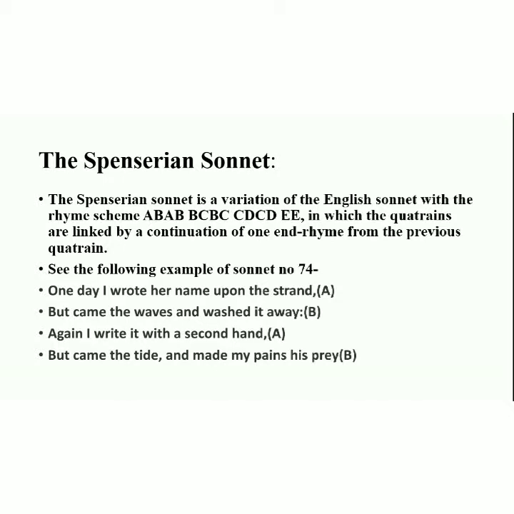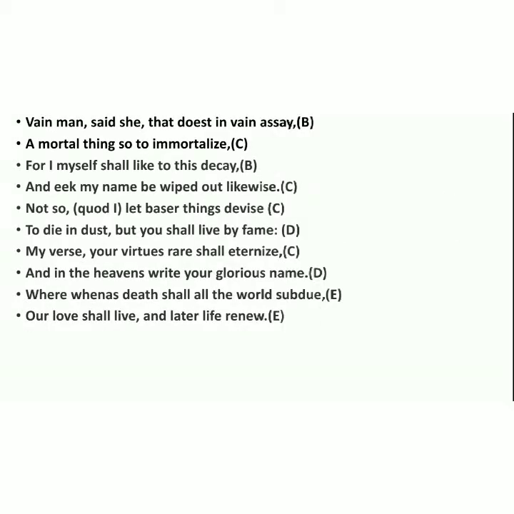The Spenserian sonnet is a variation of the English sonnet with the rhyme scheme ABAB, BCBC, CDCD, and EE, in which the quatrains are linked by a continuation of one end rhyme from the previous quatrain. See the following example so that you can understand it. Here I am giving the example of sonnet number 74, One day I wrote her name upon the strand. The rhyme scheme is ABAB, BCBC, CDCD, EE. So this is the basic structure of the sonnet.